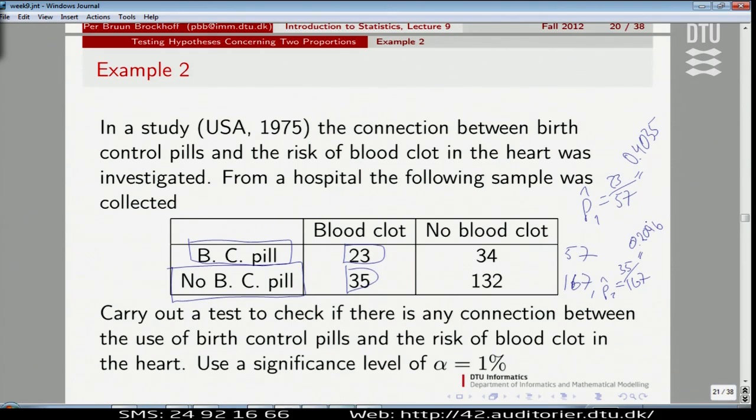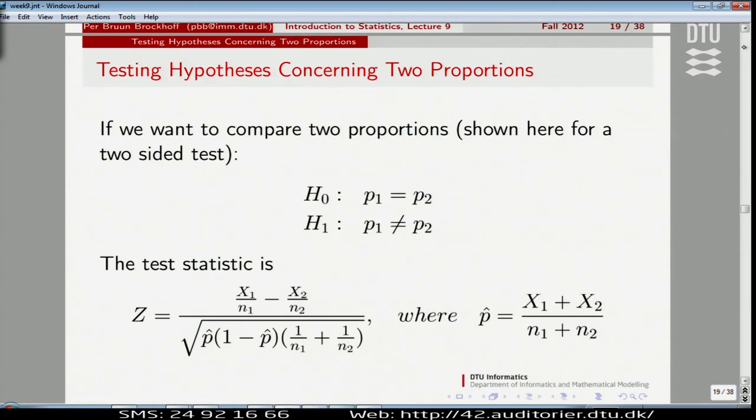The question is, are these, of course they're different. I mean, there seems to be a higher risk in the birth control group than in the other. But is it a risk? Is it statistically significant, right? Is it really proving something? Or I don't have that huge amount of data for this conclusion. I only have 57 females in one group and 167 females in the other group. Is it strong enough to make any conclusions based on that? That is the hypothesis test that we should do here, right?